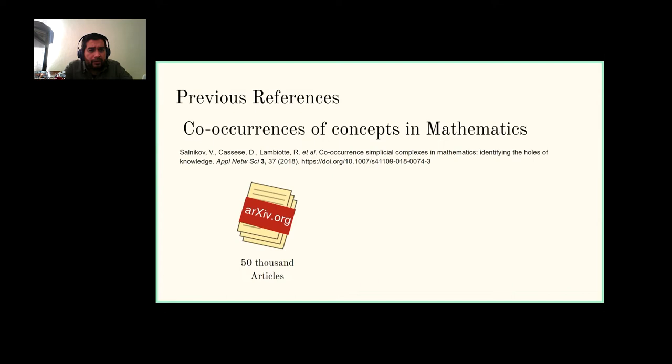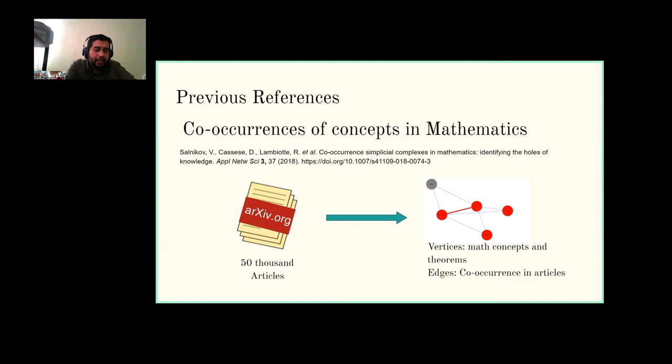This paper is called Concurrence of Concepts in Mathematics. It's from Salnikov, Cassese, Lambiotte. I don't know if I'm pronouncing that right. This came out in 2018. The thing that I found fascinating about this paper is the interpretation that they gave to the homology: the holes found by the homology were holes of knowledge, and I love that idea. Topology can be able to find holes in knowledge.